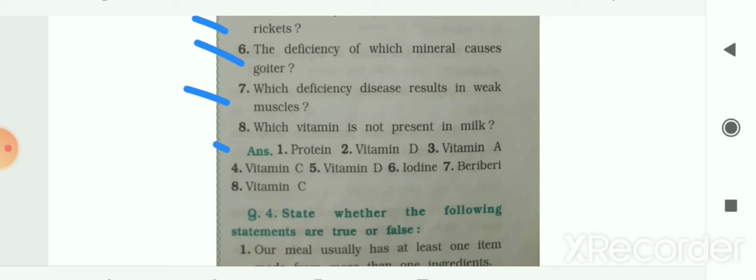Next question, which vitamin is not present in milk? So vitamin C is not present in milk. So vitamin C is your answer. Here the answers of this question is given to you.